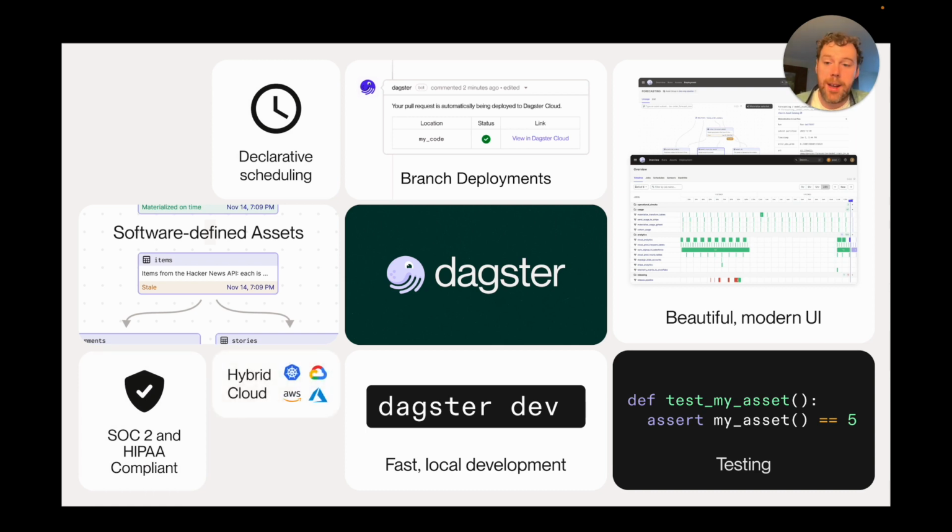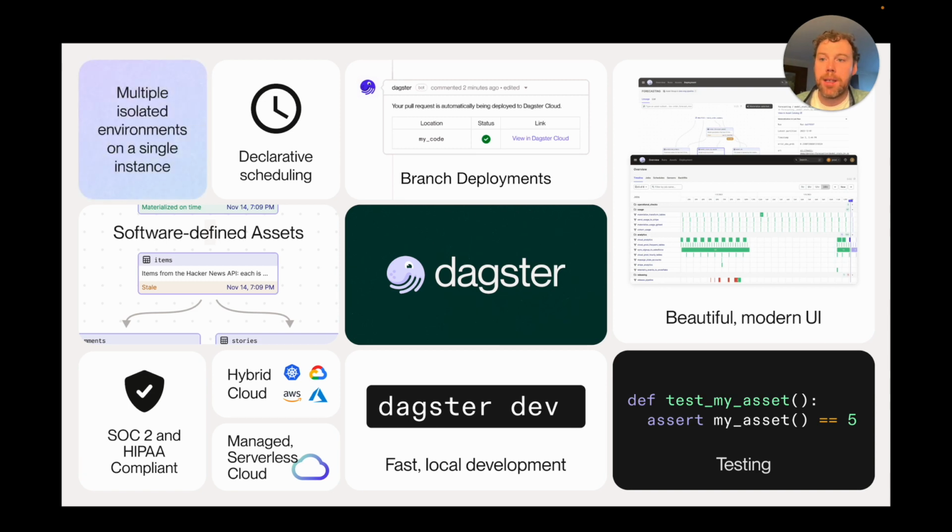You can also take advantage of our hybrid cloud option, where you run the compute inside of your own infrastructure and we just run the control plane. Or you can use our managed serverless cloud, where we run everything and you don't have to run any infrastructure at all. And finally, you get multiple isolated environments on a single instance. This is commonly cited as one of the reasons why people migrate to Dagster. And now you can do that without touching your Airflow code.